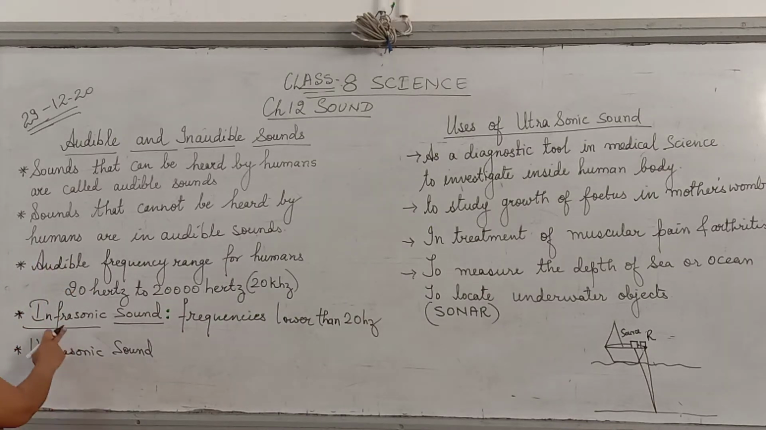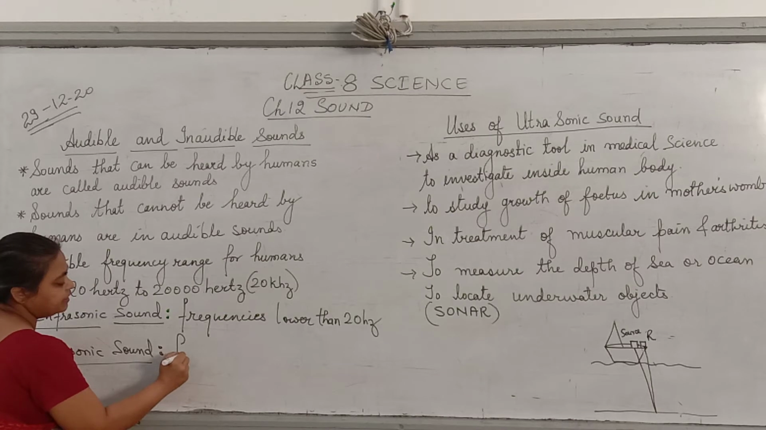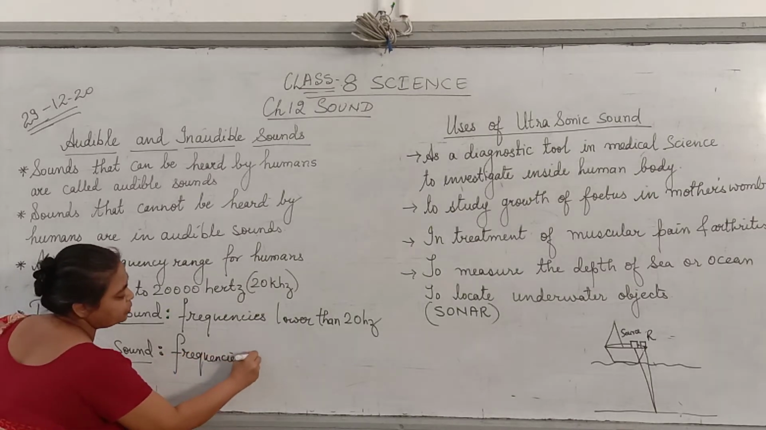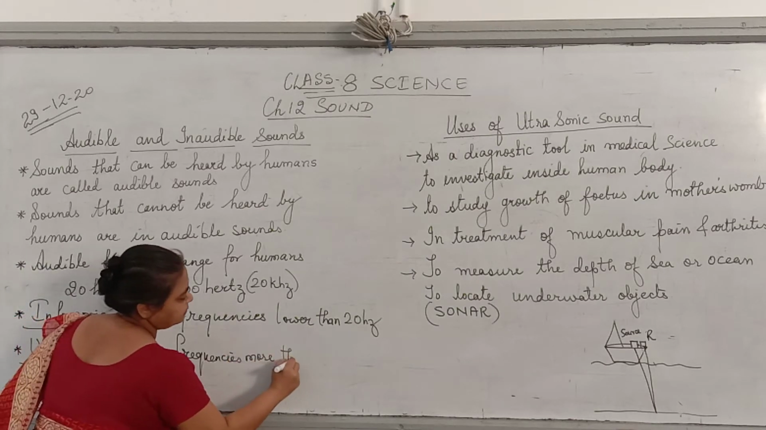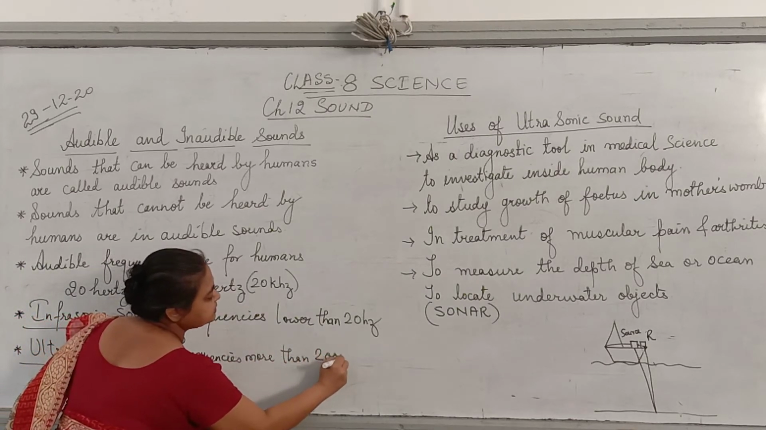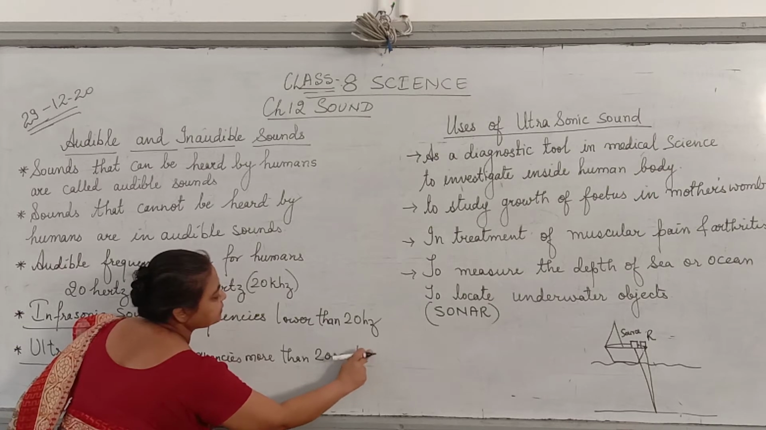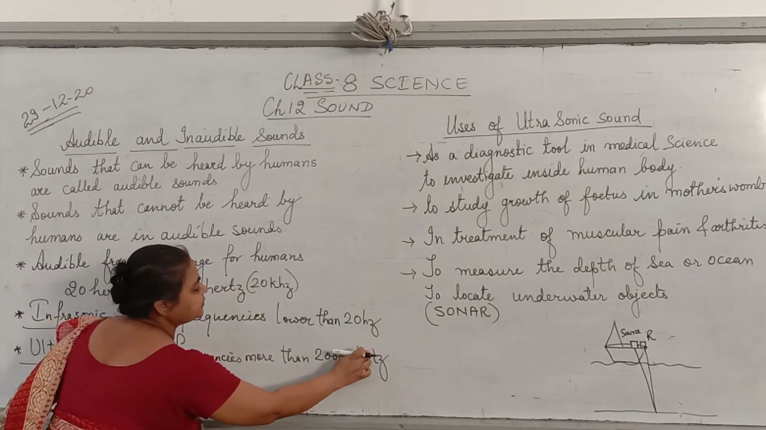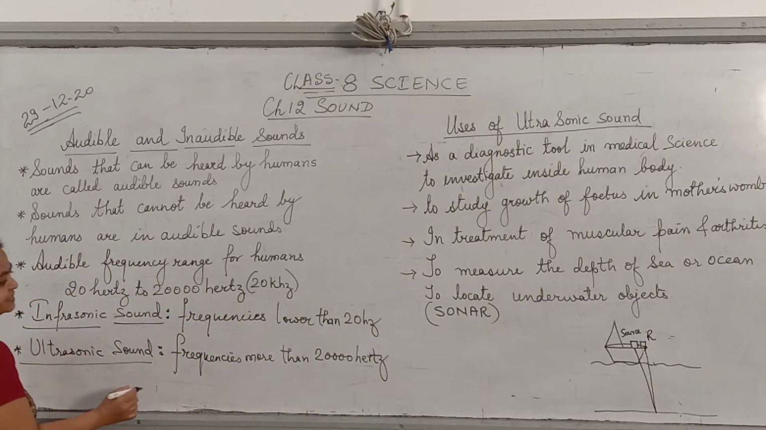The frequencies which are less than 20 Hz, we call infrasonic sound, and frequencies which are more than 20,000 Hz are called ultrasonic. Frequencies more than 20,000 Hz. You remember children, Hertz is the SI unit of frequency. So the frequencies more than 20,000 Hz are called ultrasonic sound.